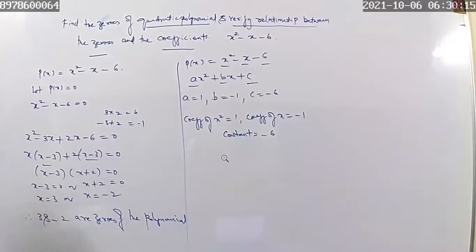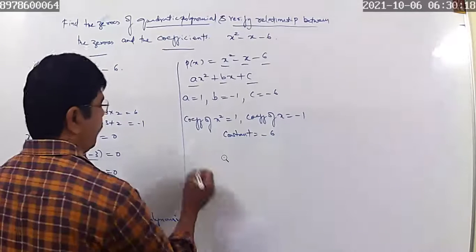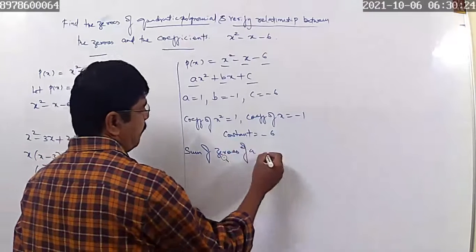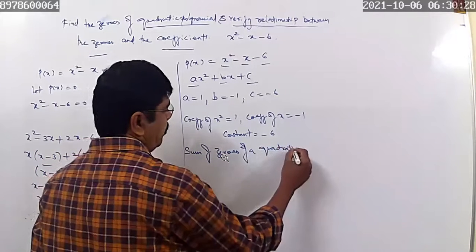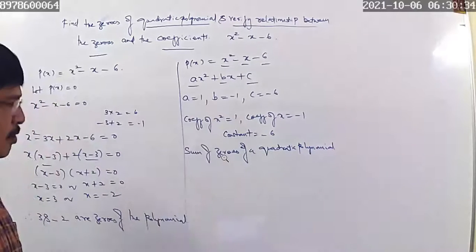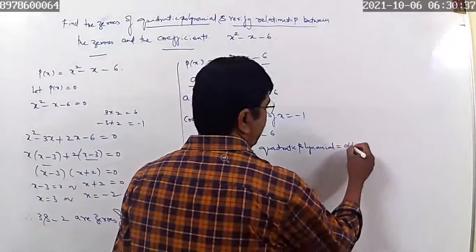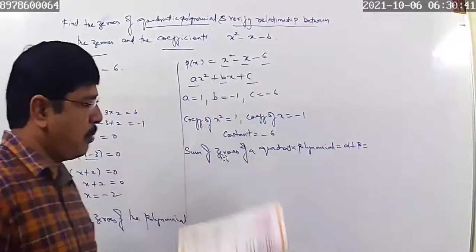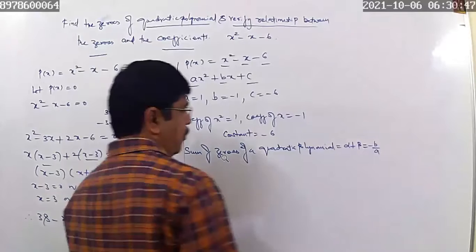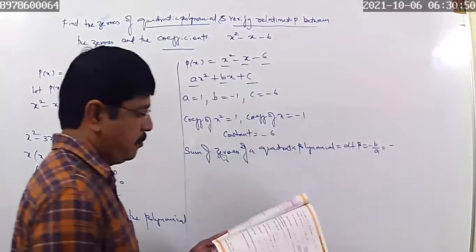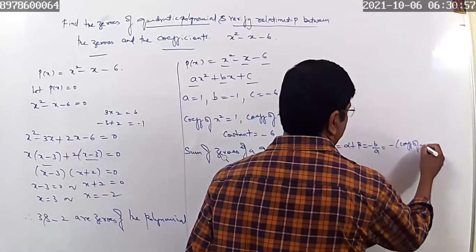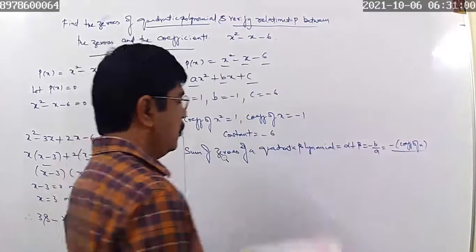Sum of zeros of a quadratic polynomial. Sum of zeros of a quadratic polynomial, alpha plus beta, is equal to minus b by a, equal to minus coefficient of x by coefficient of x square.